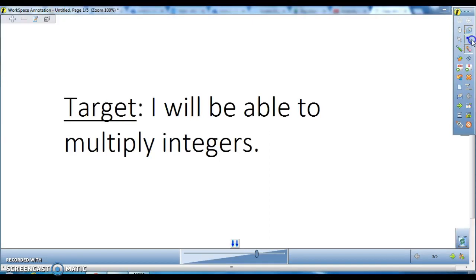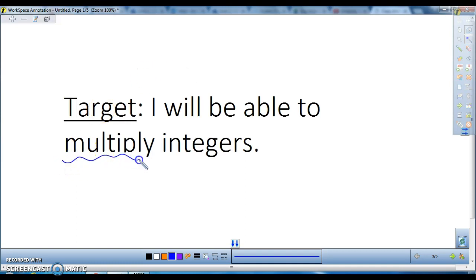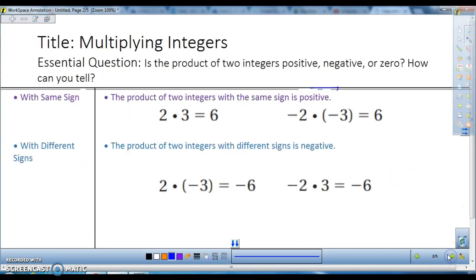Hey everyone, it's Mrs. Aki, and tonight we are going to be looking at multiplying integers. So we're looking at the product of positive and negative numbers. Let's go ahead and get started.